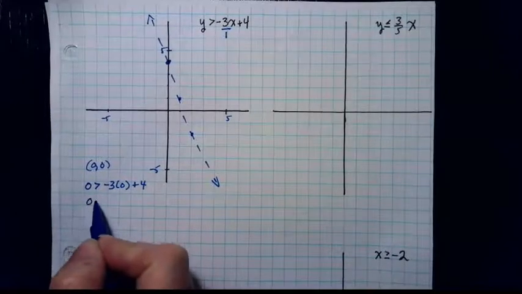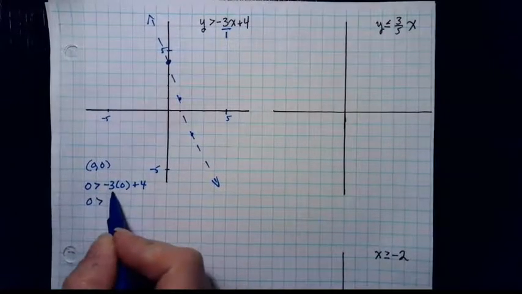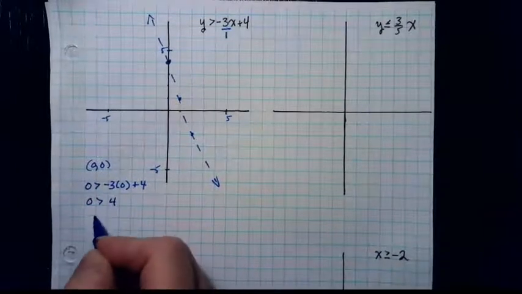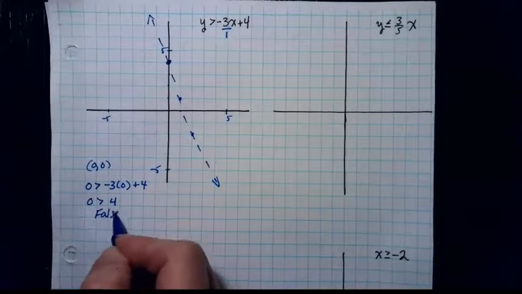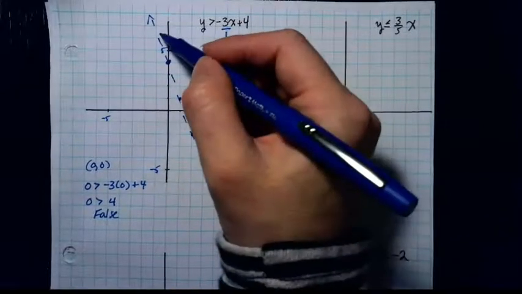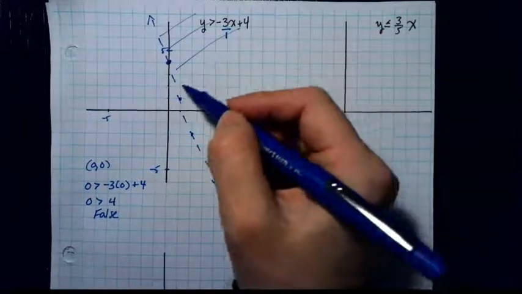So simplifying, this gives me 0 is greater than 0 plus 4, which is 4. This is false. 0 is not greater than 4, which means I'm not shading on the side that contains 0. I'm shading on the other side.